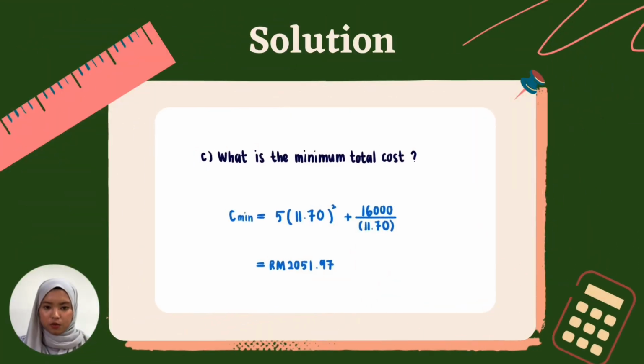C. What is the minimum total cost? To find the minimum total cost, we just need to substitute the value of x, which is 11.70, into the cost of the material equation. So, minimum cost equal to 5 in bracket 11.70 squared plus 16,000 over 11.70. And the answer we get is Rm 2,051 ringgit and 97 cents.